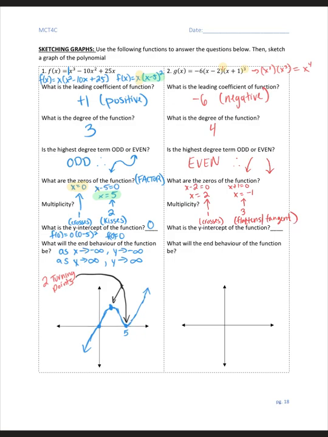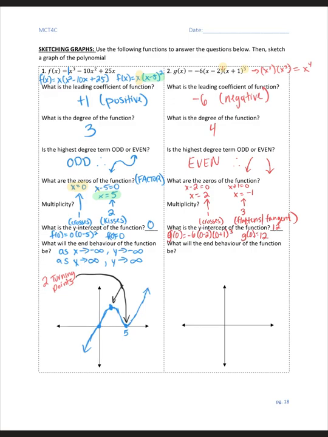So what is my y-intercept? Again, for our y-intercept, we can just plug in, oops, that's g of x, so we can plug a 0 into our function and see what we get for our y-intercept. So we're going to have 0 minus 2 times 0 plus 1 to the power of 3. If we were to calculate that, we should find that it equals 12. So our y-intercept is going to be at 12. So what will the end behavior of the function be?